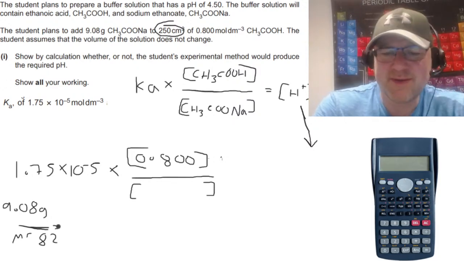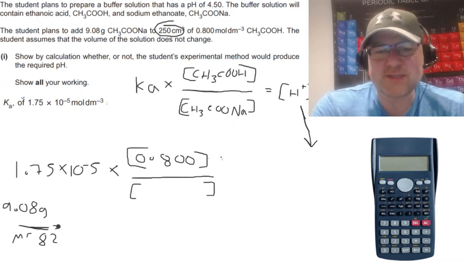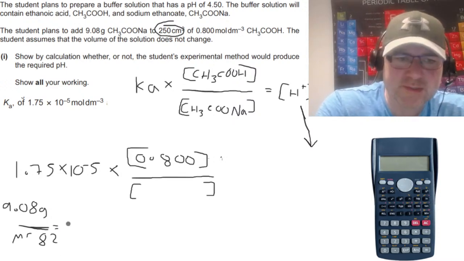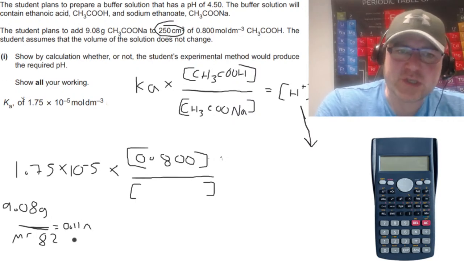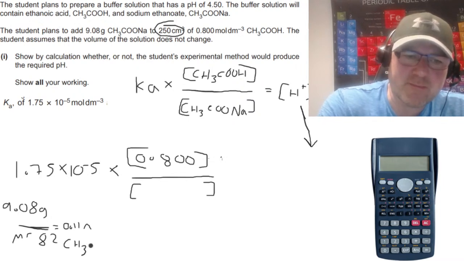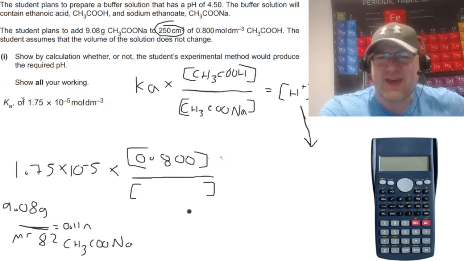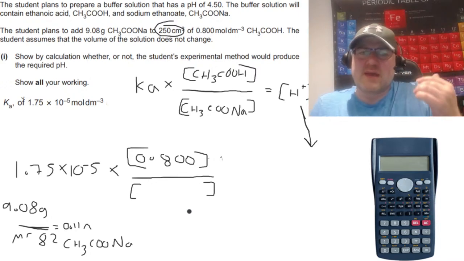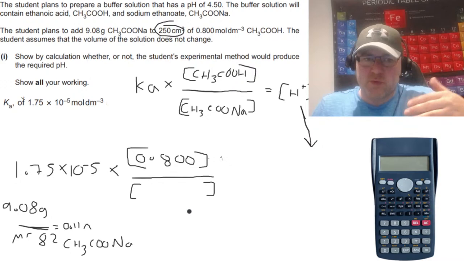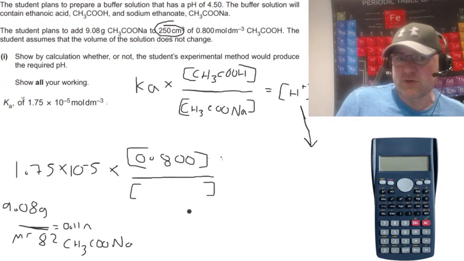So we want to do 9.08 divided by 82. We're going to get 0.11 moles. And that's of the salt, sodium ethanoate, CH3COONa. Now that's moles. If I want to put 0.11 there, well, that's not the concentration. So if I wanted to use moles for both, I could use that 0.11, but then I need to convert my 0.8 of ethanoic acid into moles by timesing by 0.25.